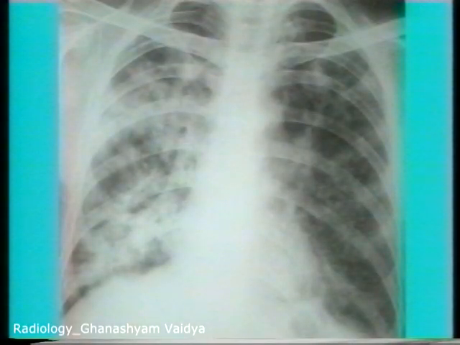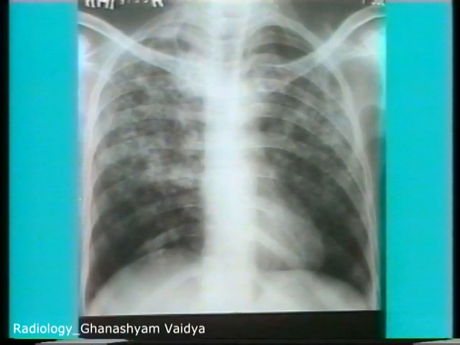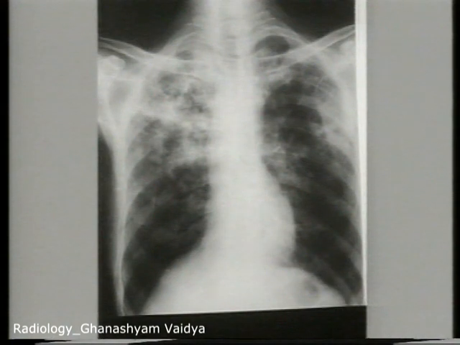Now we will see some advanced lesions. This X-ray shows extensive bilateral lesions, the right lung showing extensive infiltration and fibrosis, and a small cavity in the mid zone. This X-ray shows infiltration on the right side in the right upper and mid zones with a cavity in the upper zone. The left mid zone shows early infiltration.